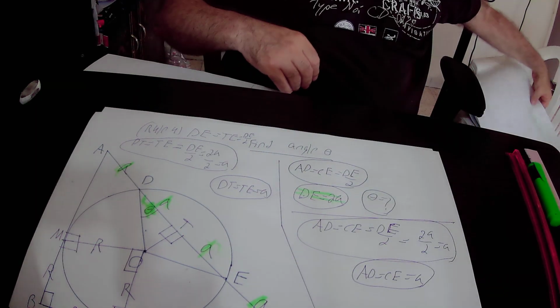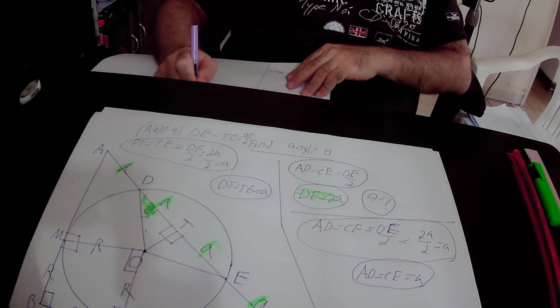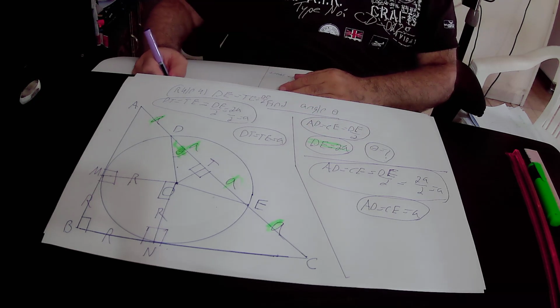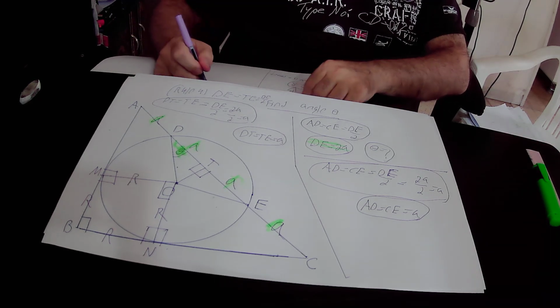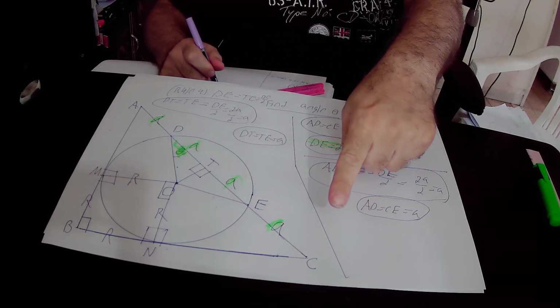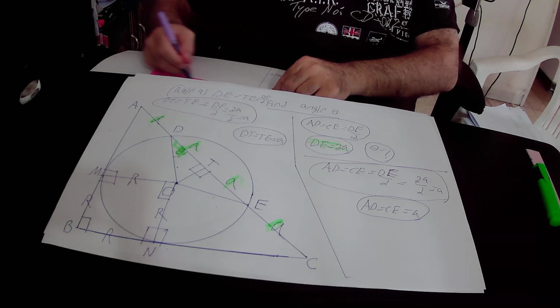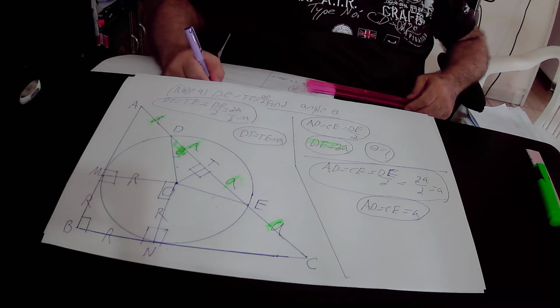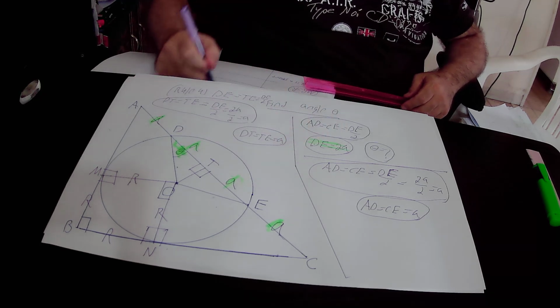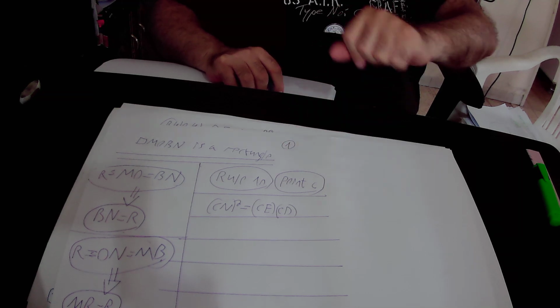Actually, you can implement rule number 10 in our drawing. Why? Because in our drawing, if we focus on the external point C, we have tangent CN, and we have the straight line that intersects this circle at points E and D. Therefore, according to rule number 10, we get that CN squared equals CE times CD.